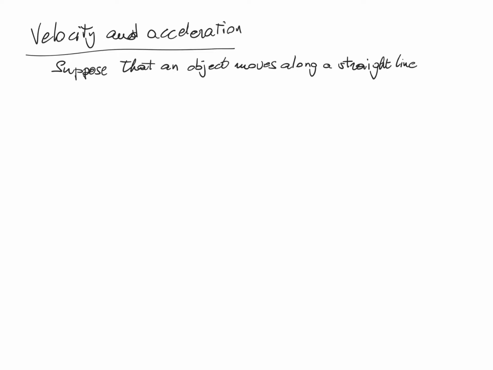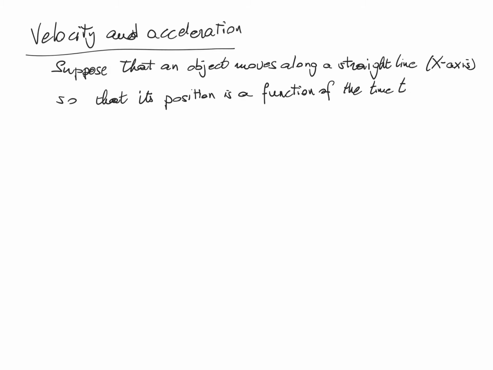For this application, suppose that we have an object which moves along a straight line, and we will set this straight line equal to the x-axis. In this case, the position of this object will be a function of the time t. So x is actually x of t, a function of the time. And then further, suppose that we measure x in meters and t, the time, in seconds.